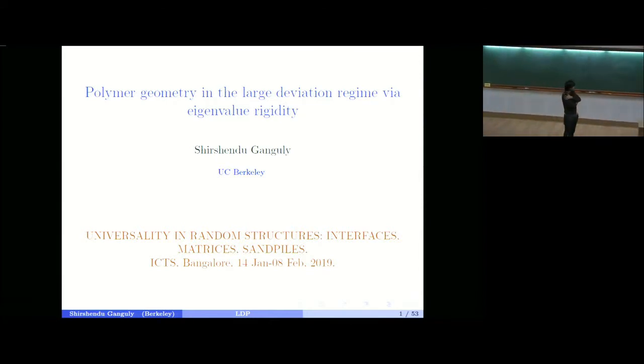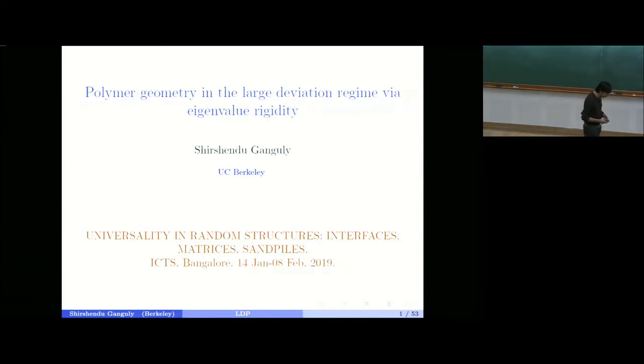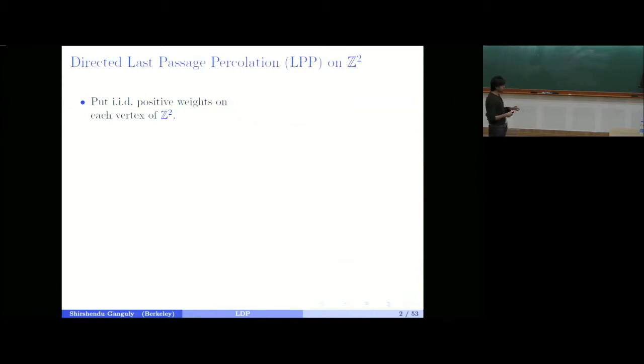The talk today would be, so we've been talking about random matrices for the whole week. And the goal here would be to use some of that information to answer some geometric questions in percolation models. That's the broad goal. At some point, we'll use connections to random matrices and use precise rigidity properties for eigenvalues.